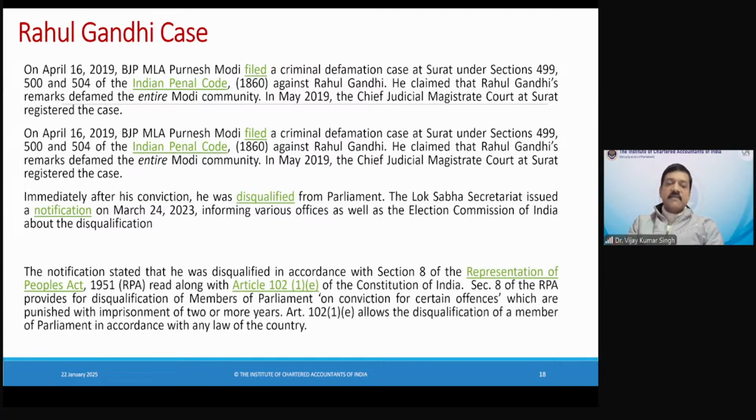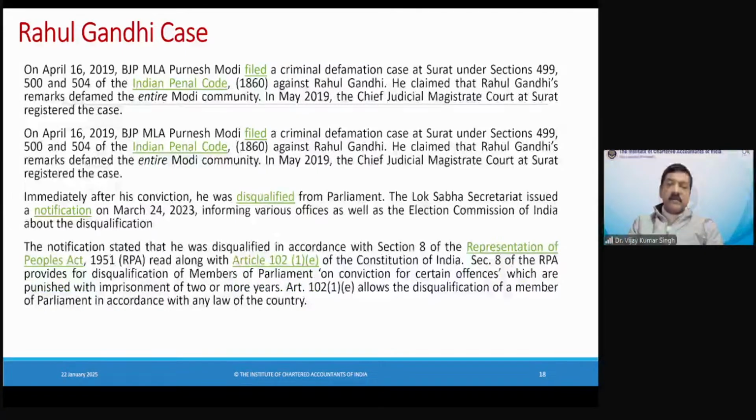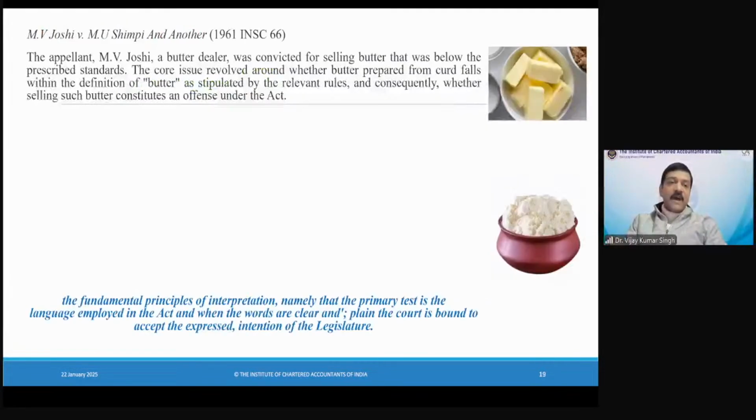However, in this case, the matter went to the Supreme Court, and the Supreme Court has given a stay on this particular issue, and probably now it is pending. So this case shows that irrespective of the consequences or harshness of the law, you cannot interpret it in a different way.